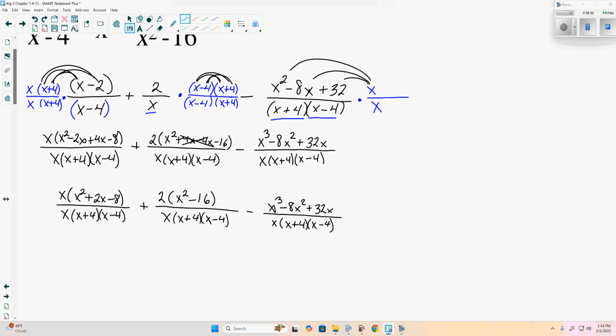Now again, I said I would tell you there's a way that we could have really jumped from our 2 times x plus 4 times x minus 4 to 2 times x squared minus 16. Where did we get the x plus 4 and x minus 4 from?